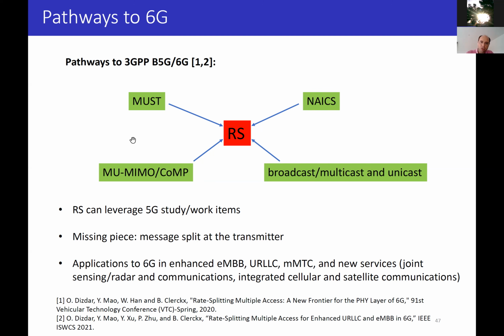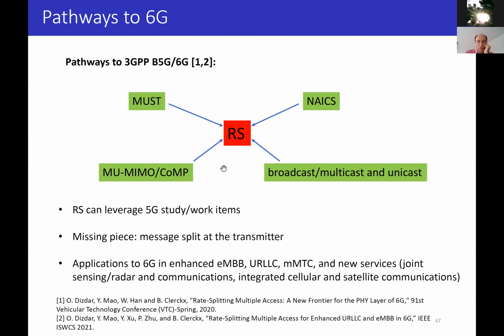All those different study and work items could be leveraged to build a next generation multiple access based on rate splitting. But there is something that is missing, which is the message split at the transmitter that would lead to some standardization change.